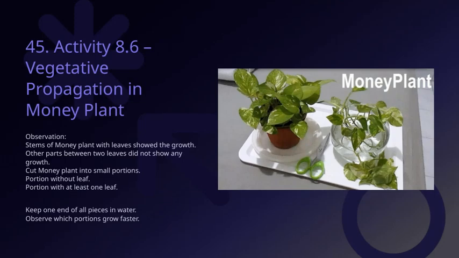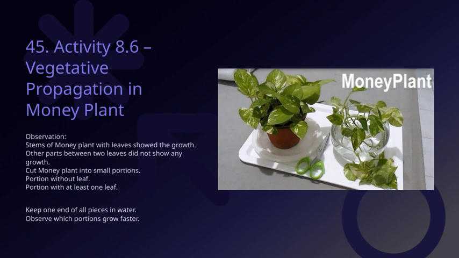Let's look at what happens when we keep one end of all these pieces in water. Observe carefully which parts of the plant show growth. As we can see, the stems of the money plant with leaves tend to grow, while the parts between two leaves don't show much change. This suggests that certain parts of the plant are more capable of growing than others.